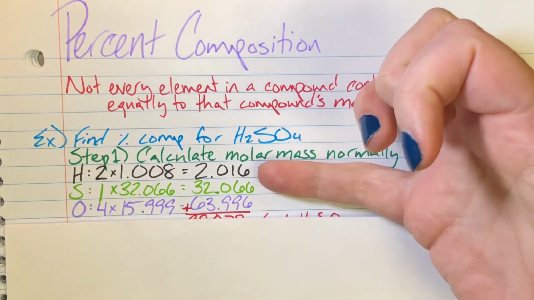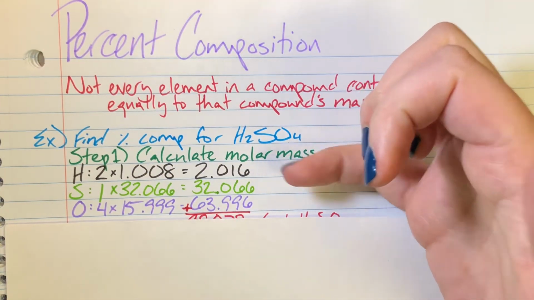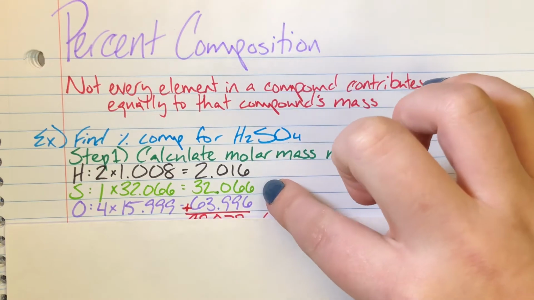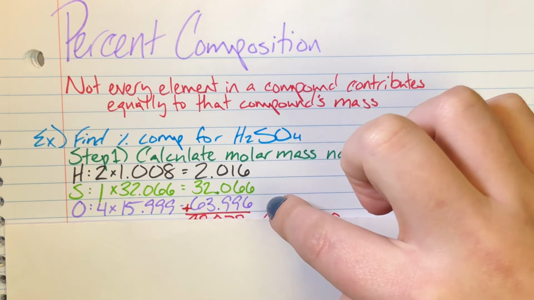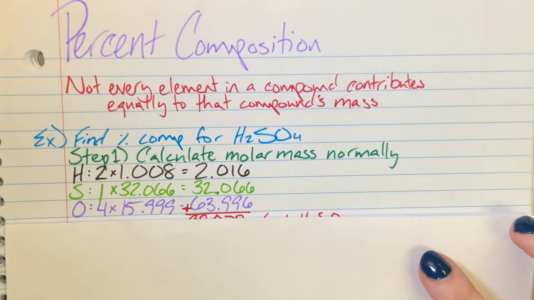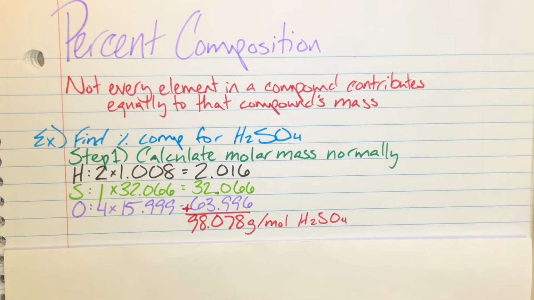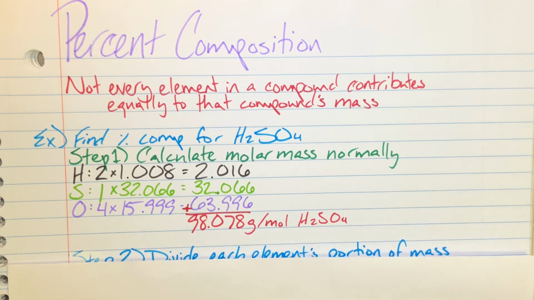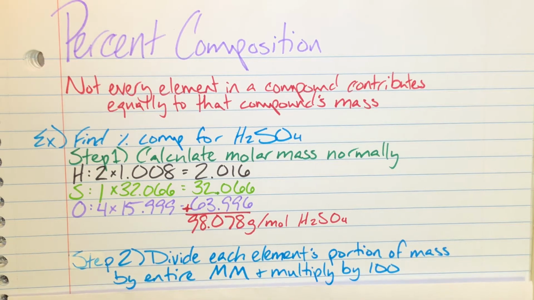For hydrogen, I got that its portion was 2.016, sulfur was 32.066, and oxygen was 63.996. And when I added those all together, my total mass is 98.078 grams per mole for H2SO4, sulfuric acid.